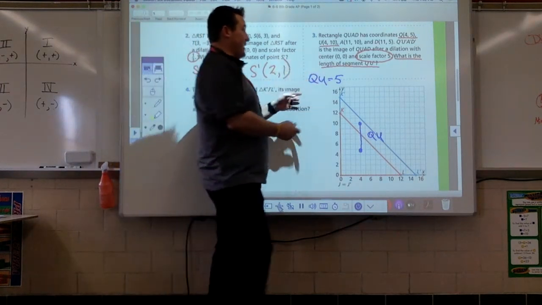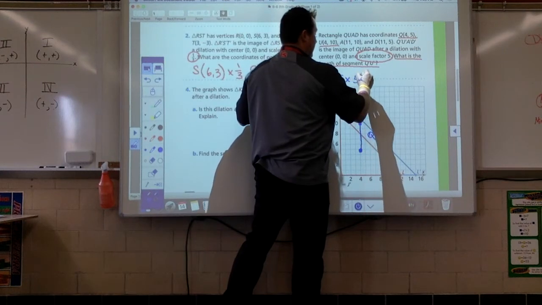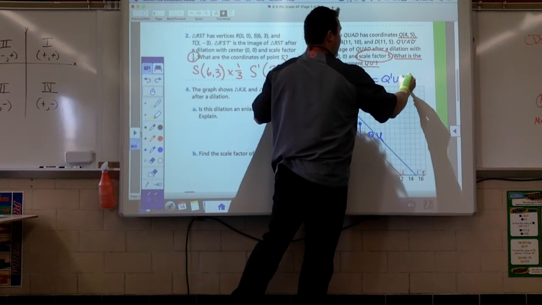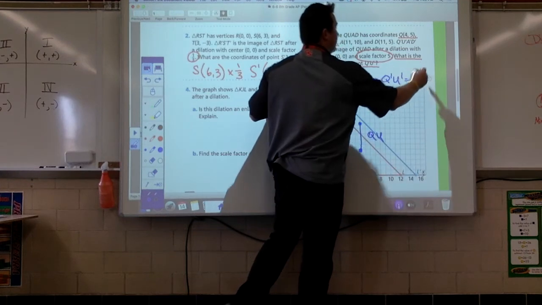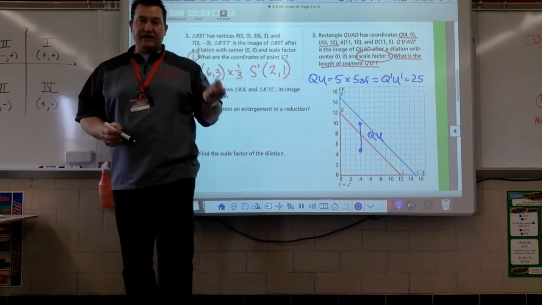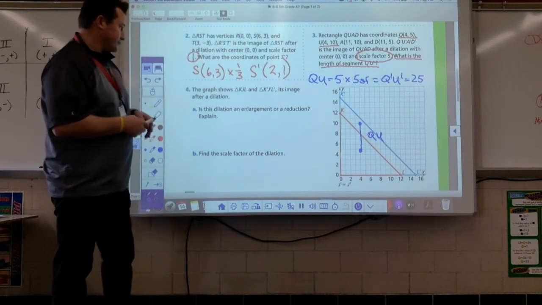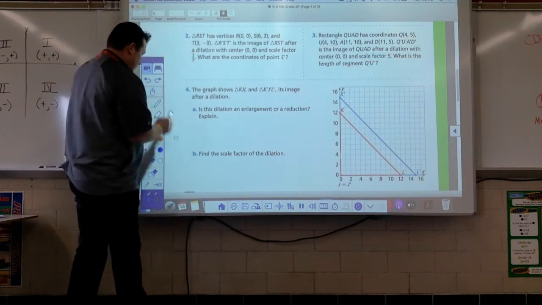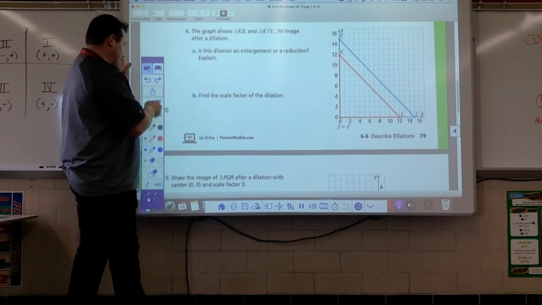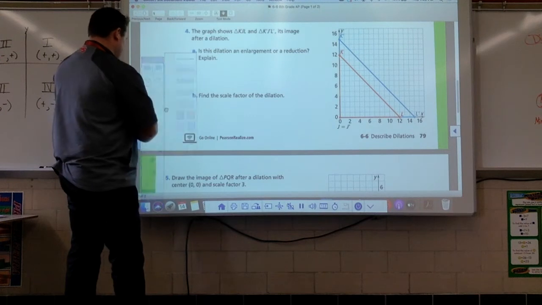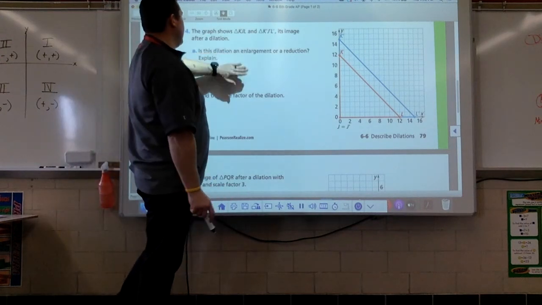We multiply by the scale factor of 5. That means Q prime U prime is going to be 5 times as long as QU, so 25 units long. There you go. Okay. Here we are on question 4. Let's switch over there. All right.